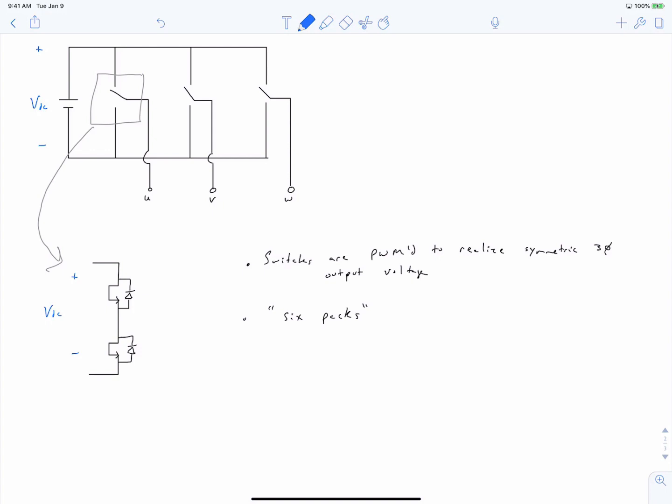And these 6-pack modules can be rated to very large quantities. From DigiKey, you can easily find parts that are on the order of 1200 volts and a couple hundred amps, and via more direct ordering, you can get this into the hundreds of kilowatts, if not megawatt range. And so this is how large power electronics are implemented.